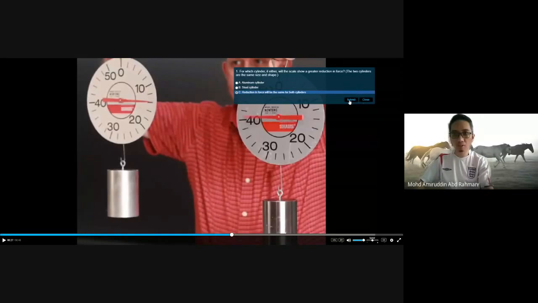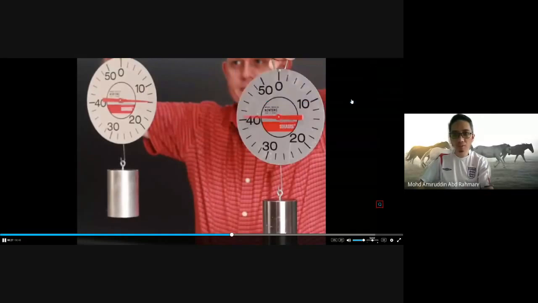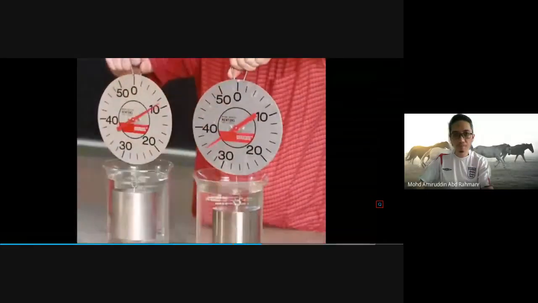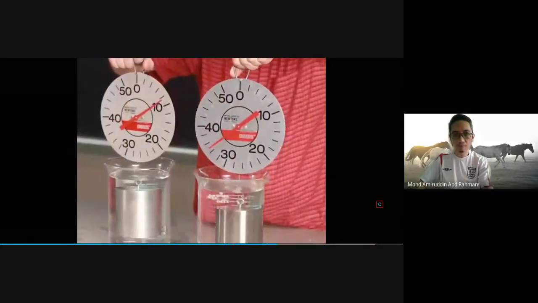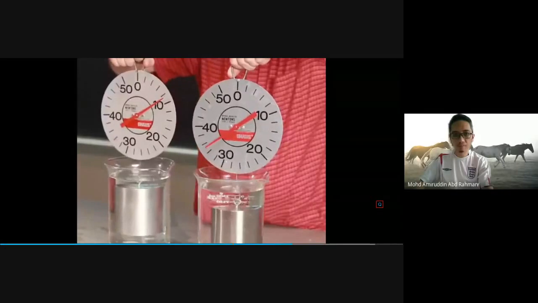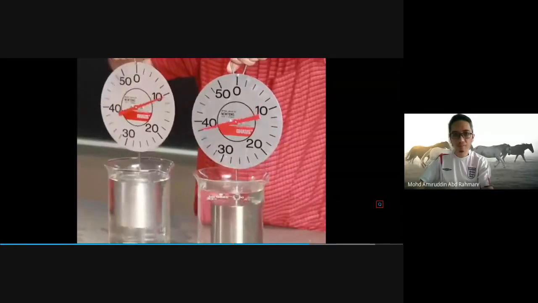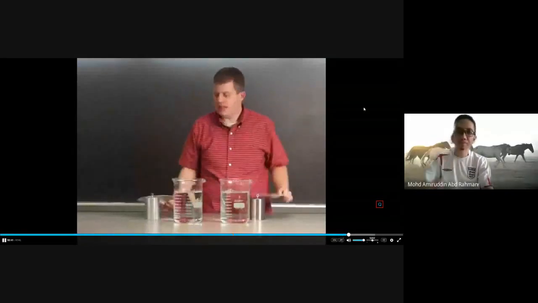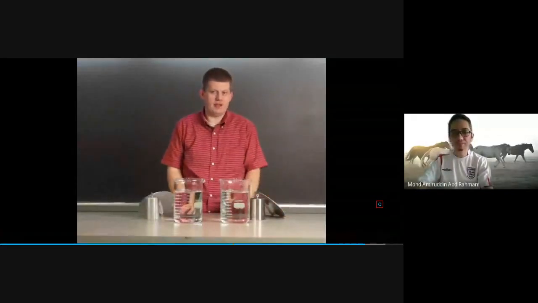Okay, let's have a look. As you can see, reduction in the weight is roughly equal between the two cylinders. All right, good. This is because buoyant force depends on the volume of an object and not the weight of the object.